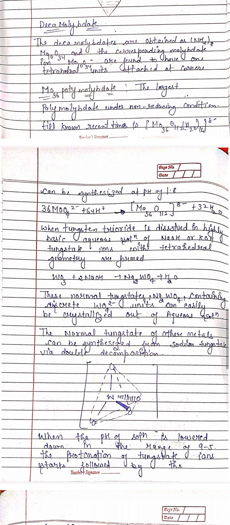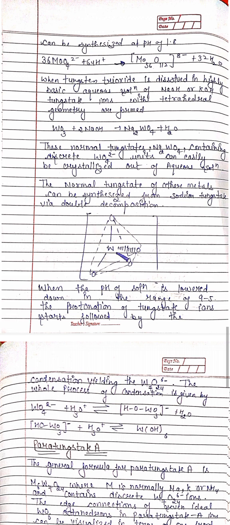When the pH of the solution is lowered in the range 9 to 5, protonation of tungstate ion starts, followed by condensation yielding the W7O24 6-. The whole process of condensation is given by WO4 2- plus hydronium ion gives HOWO3- plus water. HOWO3- plus hydronium ion gives W(OH)6.